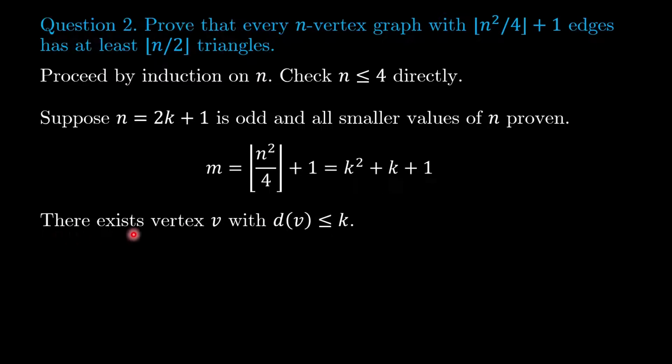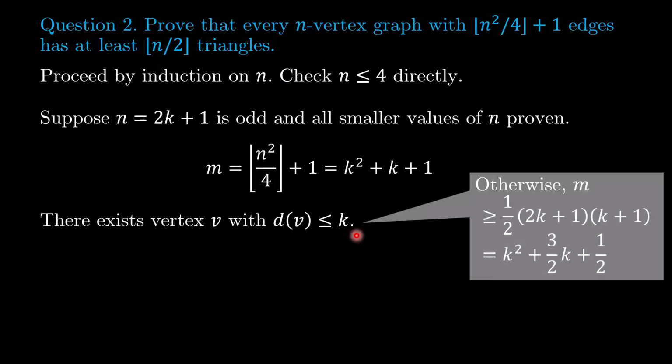Now I claim that there is a vertex with degree less than or equal to k. This is because otherwise the number of edges is half of the number of vertices times the minimum degree of each vertex. I halve that because each edge is counted twice in this manner. So then I'll end up with this expression over here. And since m is equal to this, we cannot have m larger than or equal to this. This is a contradiction. So there must be some vertex with degree at most k.